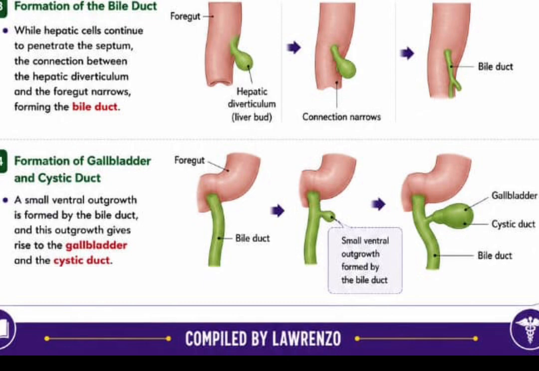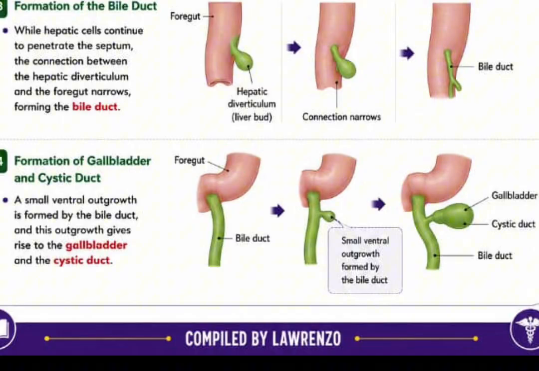We form a hepatic diverticulum. Between the hepatic diverticulum and the foregut forms the bile duct. The ventral wall of the bile duct also forms an out pocket and grows excessively, forming what? The gallbladder. And in between the gallbladder and the bile duct forms the cystic duct. Are you getting me now? So hope you are getting it small.